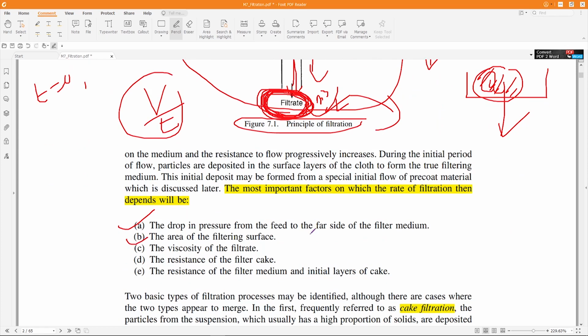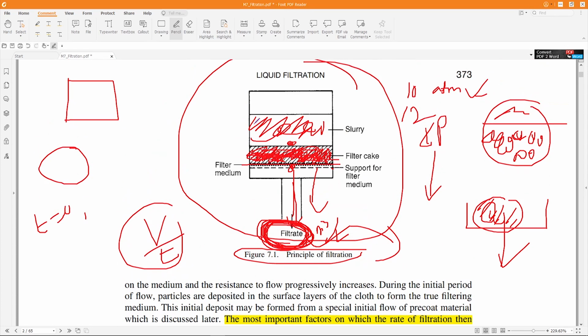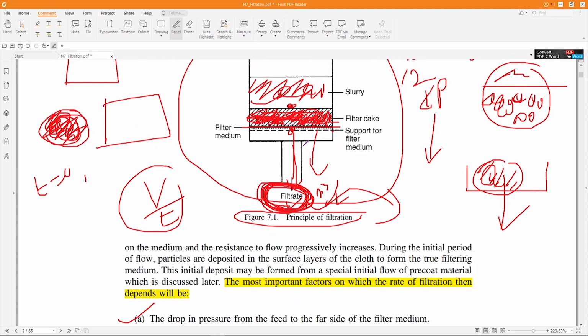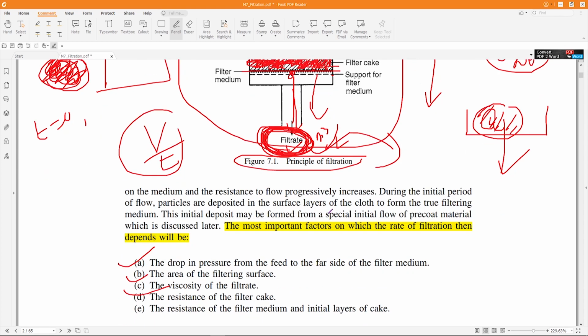The next factor is the area of the filtering surface. If you see the top view, what is the area of this filter medium? What is the surface area of this? The more the surface area, the higher the filtration rate, right? Then the viscosity of the filtrate. What is the viscosity of this? If it is high viscosity, the flow rate will be less because of the resistance due to viscosity.